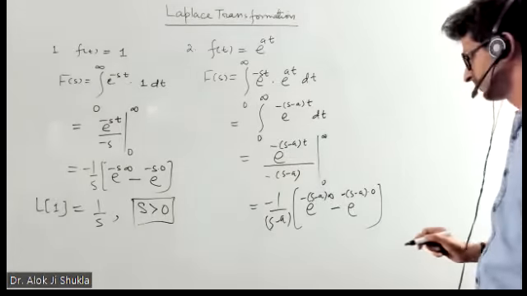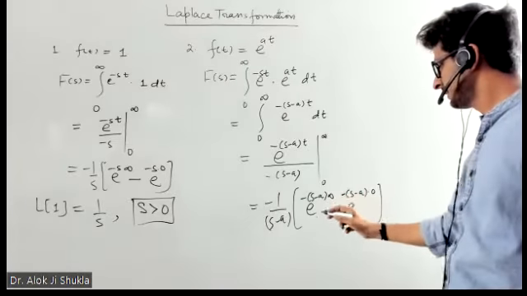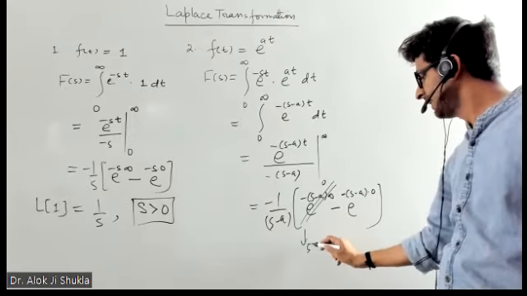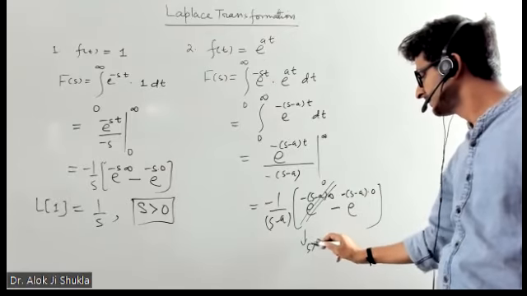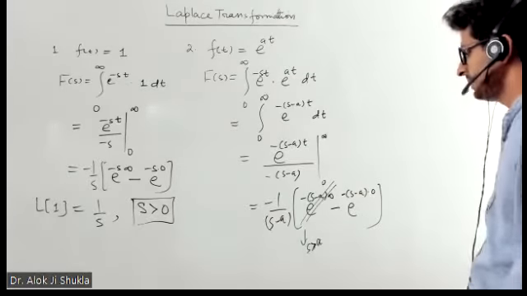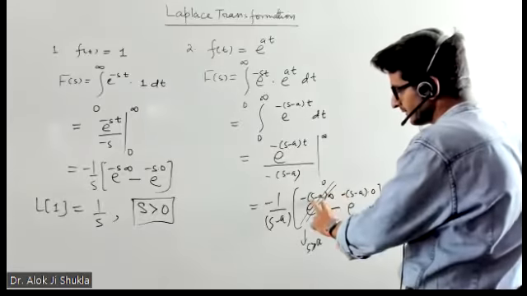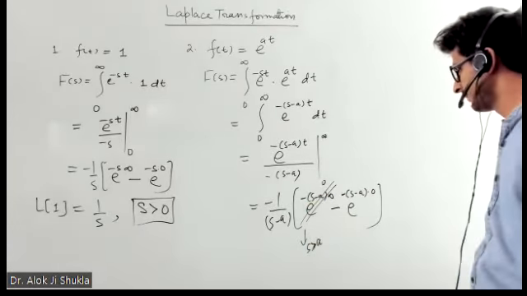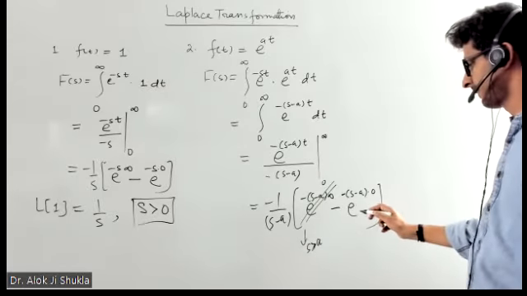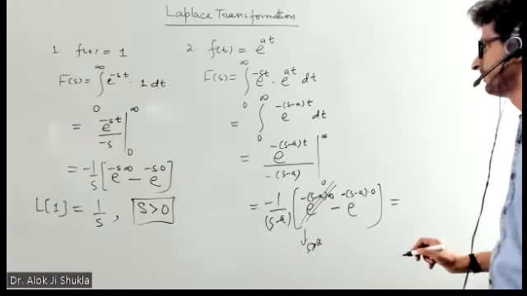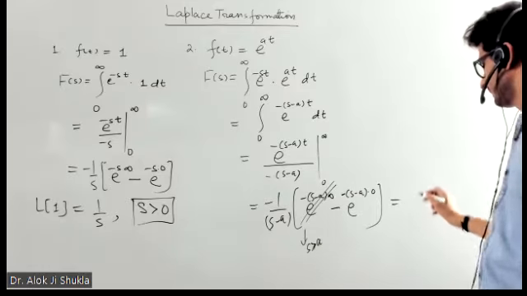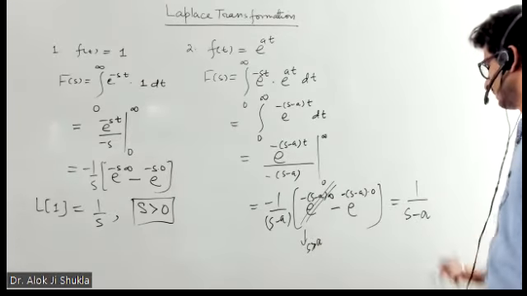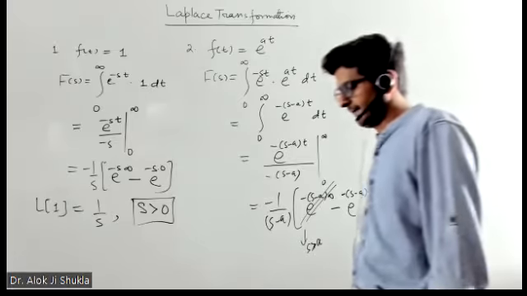So this will be only 0 when s is greater than a. Please understand this. This will be only 0 when, because if this is positive, then only this limit will be 0, otherwise it will blow, and this will become 1. So Laplace of e to the power at will become 1 upon s minus a.